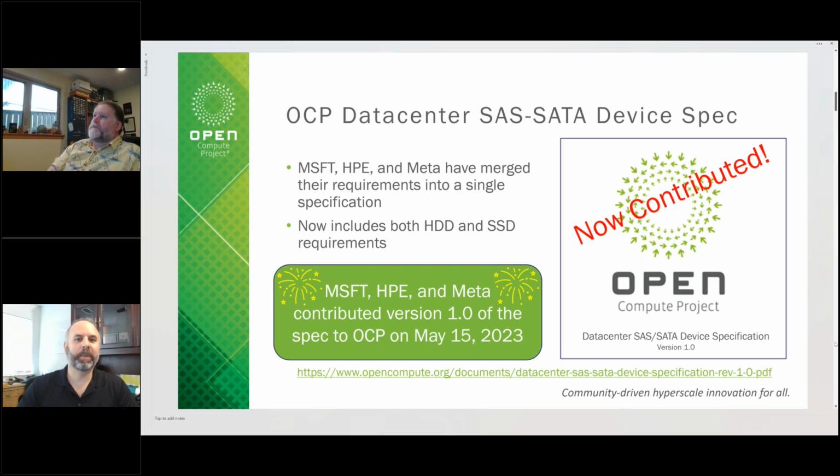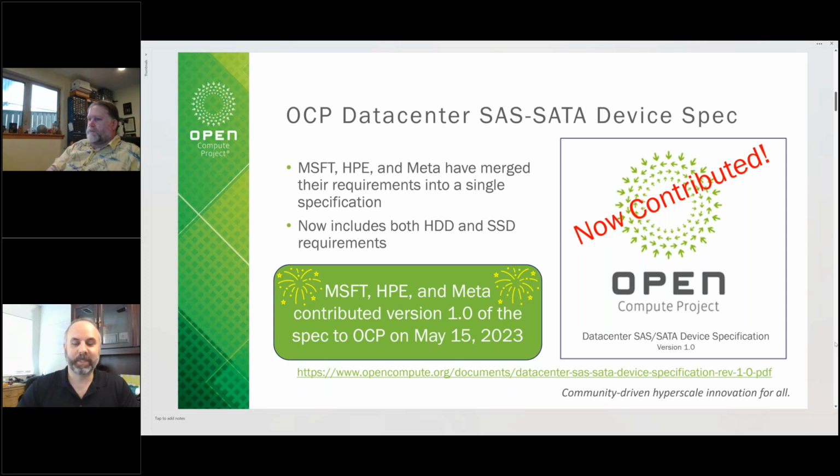All right, so basically we all got together, Microsoft, HP, and Meta, and I think most people here are familiar with this. We've gotten together and merged all of our requirements for SAS and SATA devices into a single spec. I think I shared last time at OCP Summit that we now include both hard drive and SSD requirements in this spec. But the big news that I was excited to share, right, is it's now been contributed.